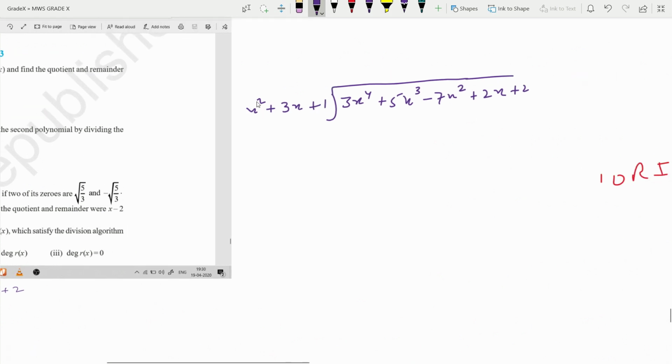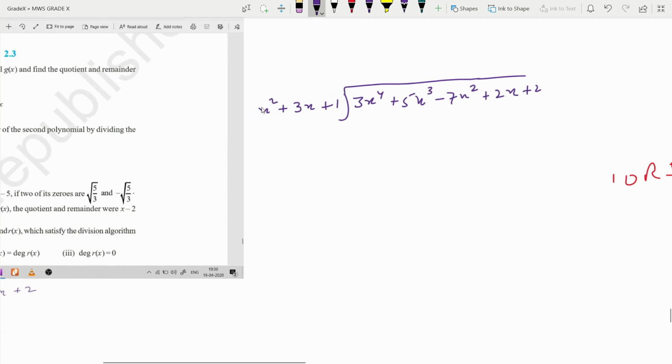So see, first of all we need to divide it. Divide it by x square. x square we have to multiply by what to make it 3x raised to power 4? Obviously 3x square only. 3x square multiplied by x square, it is 3x raised to power 4. Then 3x square multiplied by 3x, it is 9x cube. 3x square multiplied by 1, it is plus 3x square. Sign change.